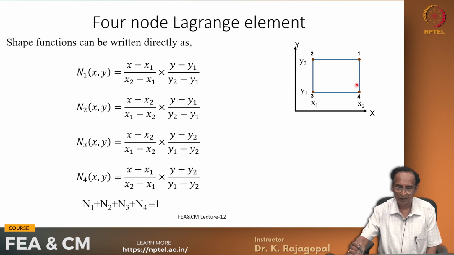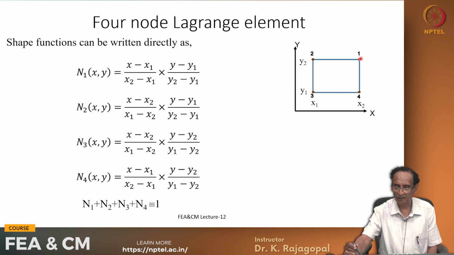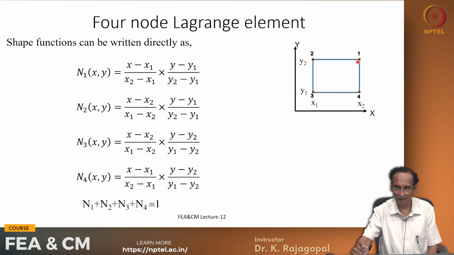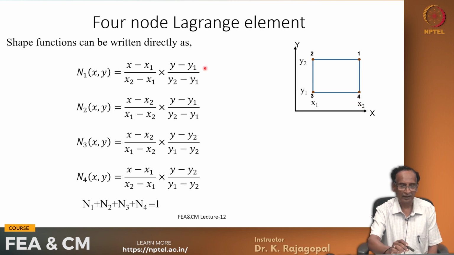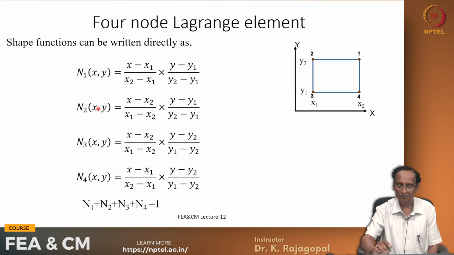Let us consider a 4 node Lagrange element, and it has 4 nodes 1, 2, 3 and 4, and along the x direction we have the coordinates x 1 and x 2, and along the y direction we have y 1 and y 2. And let us say that we are interested in writing the shape function for node 1. So, N 1 of x and y is equal to x minus x 1, because the coordinate at node 1 is x 2, divided by x 2 minus x 1, and similarly the y coordinate at node 1 is y 2. So, we have y minus y 1 divided by y 2 minus y 1.